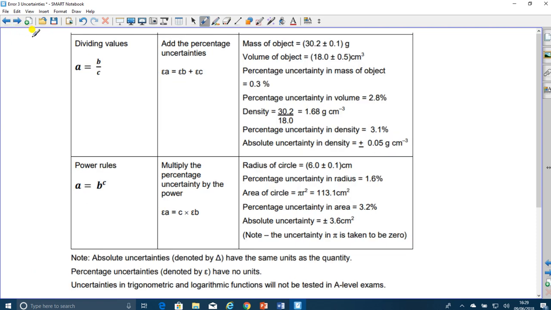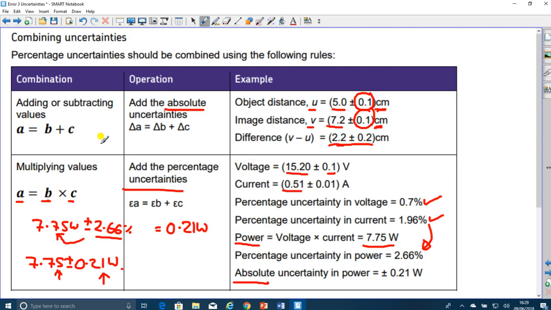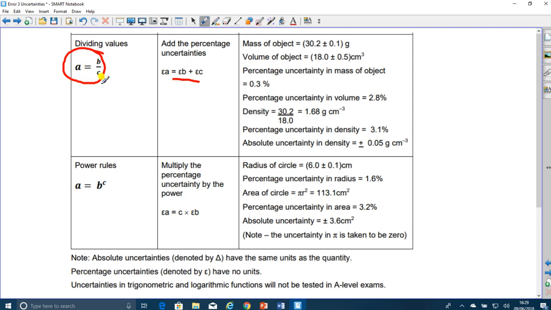Dividing is exactly the same. When we're dividing values, it's exactly the same as when we're multiplying, because effectively it's the same thing. So again, we just add the percentage uncertainties, just like we did last time. When we're multiplying or dividing, we just add the percentage uncertainties, and it has to be converted into a percentage first.